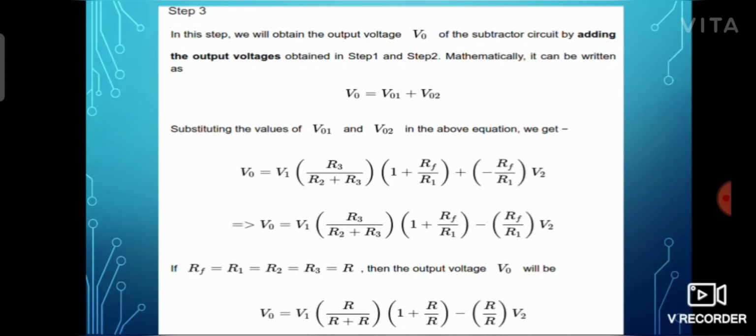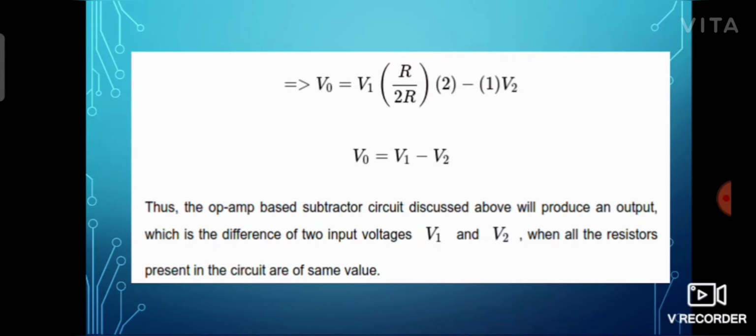So we can consider that Rf equals R1 equals R2 equals R3 equals R. Then the output voltage is V0 equals V1 R by R plus R into 1 plus R by R, minus R by R into V2. Then it becomes V0 equals V1 R by 2R into 2, minus 1 into V2. The 2R gets cancelled and V0 equals V1 minus V2. Thus the op-amp based subtractor circuit discussed above will produce an output which is the difference of the two input voltages V1 and V2 when all the resistors present in the circuit are of the same value.